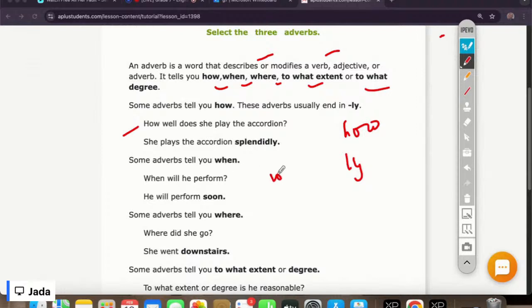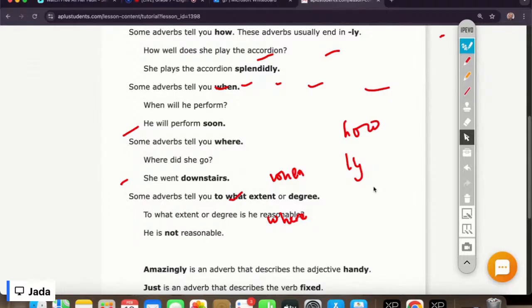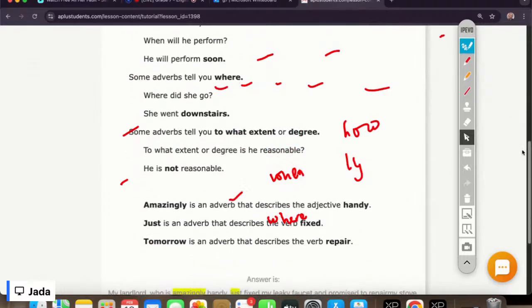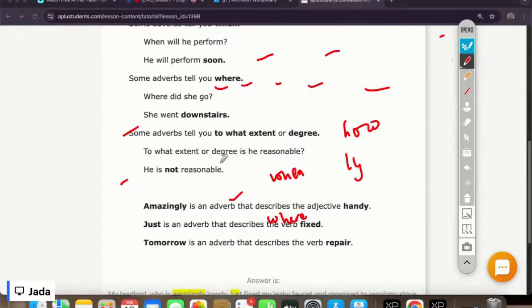Then some adverbs tell you when. So we have, when will he perform? He'll perform soon. Okay. Some adverbs tell you where. Where did she go? She went downstairs. So you have to note what the adverb tells us. Then we have some adverbs that tell us to what degree or to what extent. To what extent or degree is he reasonable? He is not reasonable.